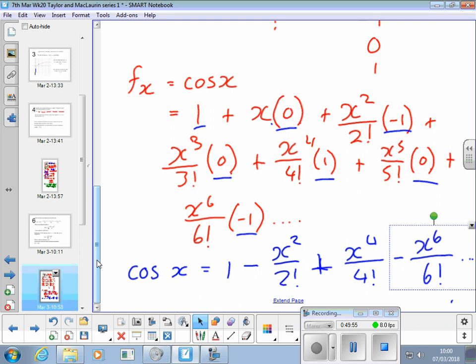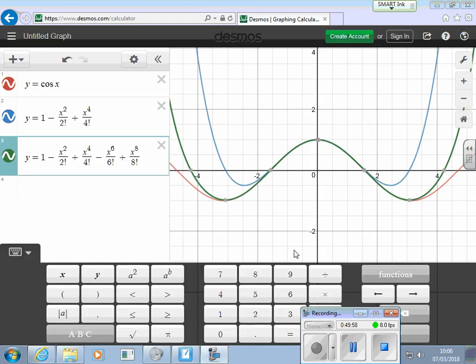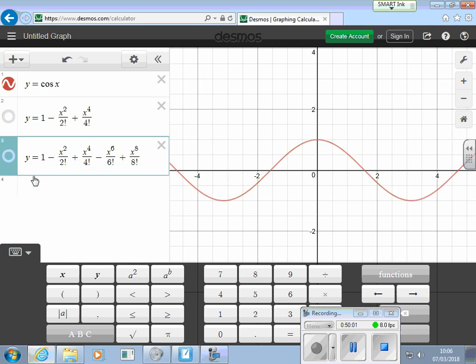Right, let's just take a look at that. If we graph y equals cos x, we get that. If we go up to the third term of the power series, the blue graph, up to x to the 4 over 4 factorial, the blue function is close to the red one around this area where x is equal to 0. And then if we add another two terms, the function becomes even closer.